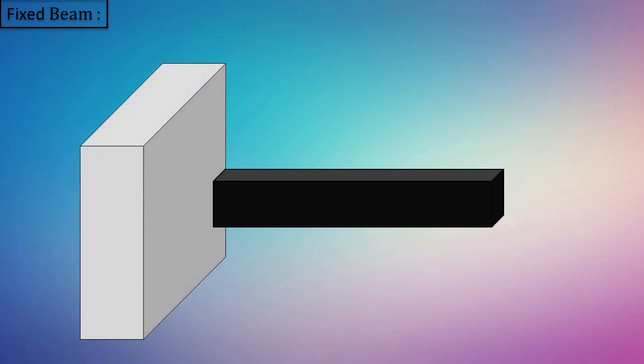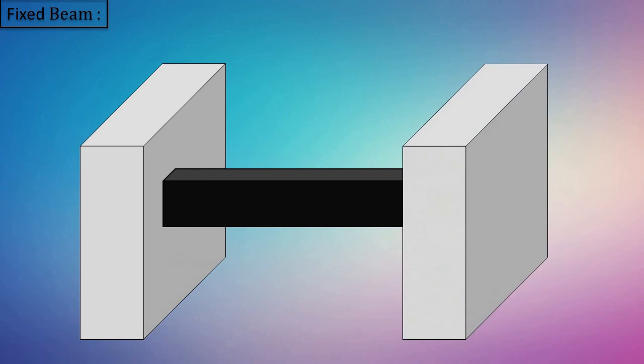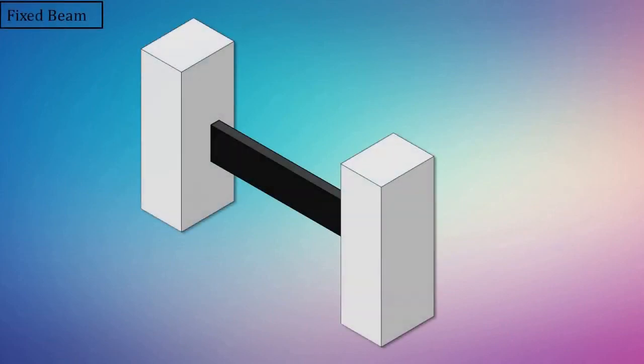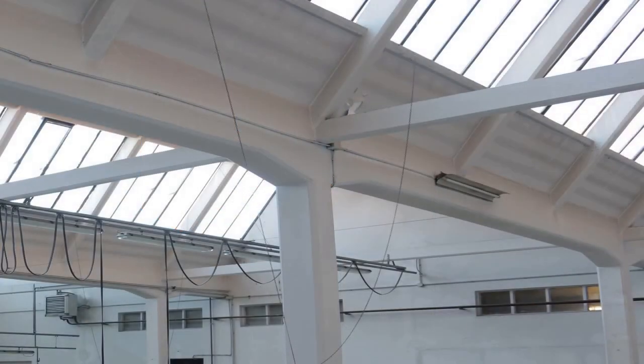So this is a beam and its one end is fixed inside one wall and the other end is fixed inside another wall. Such types of beams are called fixed beams. When we see it from another angle, it will look like this. In this image also, you can see the beam which is totally fixed inside the support.